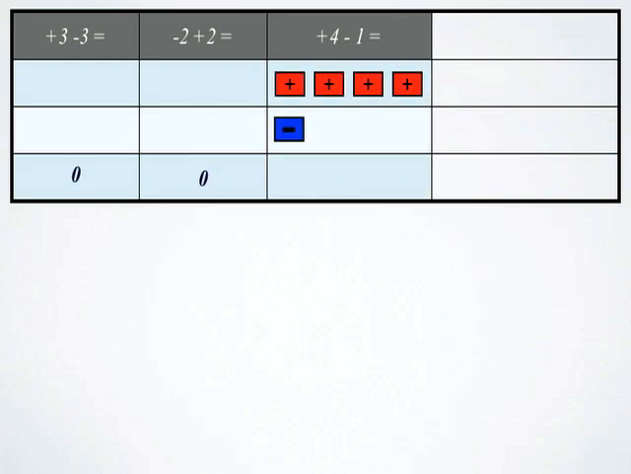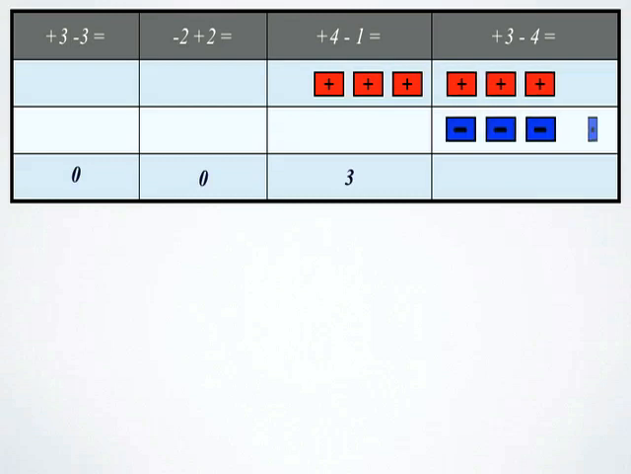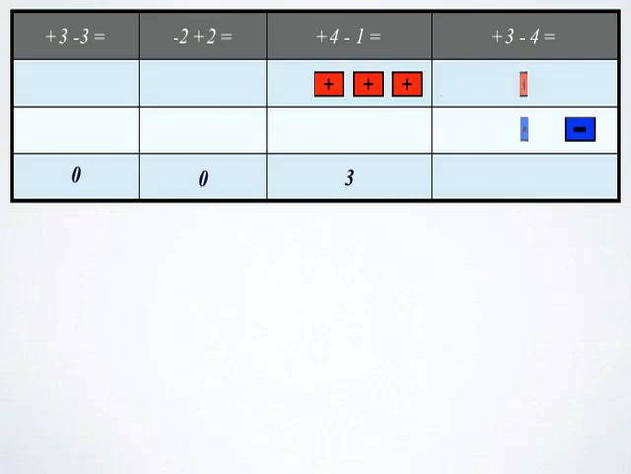So again, we had positive 3 and negative 3, 3 red and 3 blue, which all canceled out to give us a result of 0. We had negative 2 and positive 2, which again canceled out to give us 0. We looked at a positive 4 and a negative 1, where only one 0 canceled out, and we were left with positive 3. And we looked at positive 3 and negative 4, where we had 3 zeros cancel out and we're left with a blue tile, or negative 1.